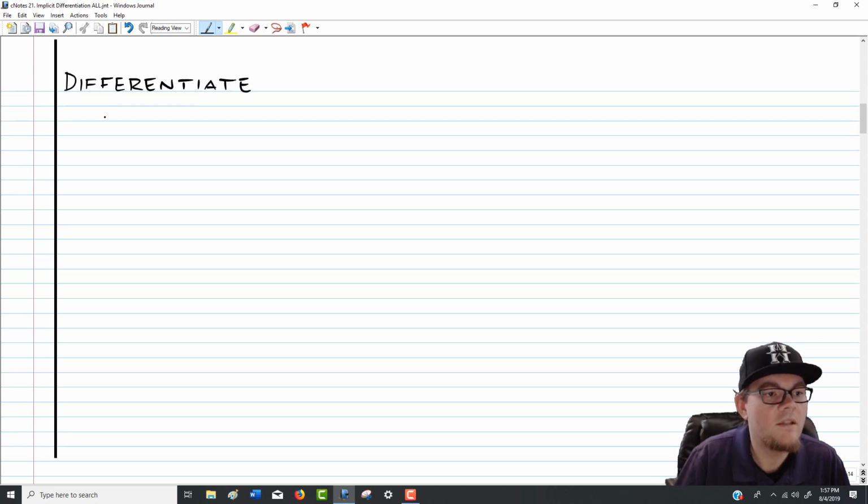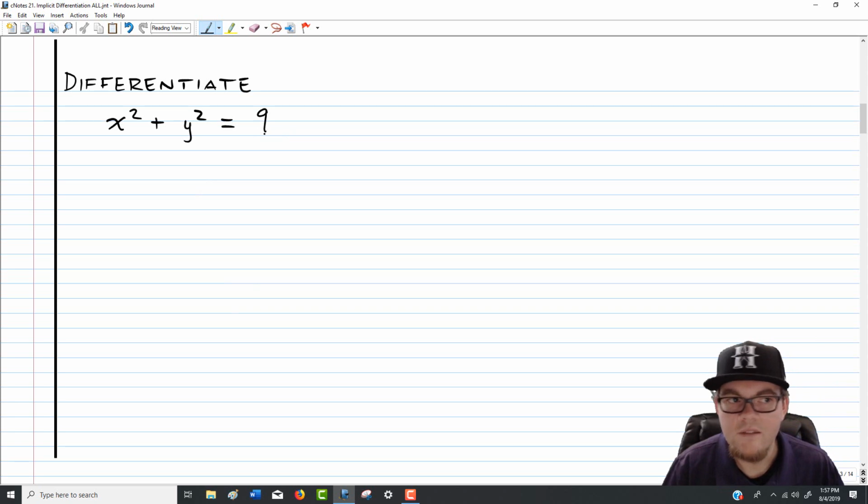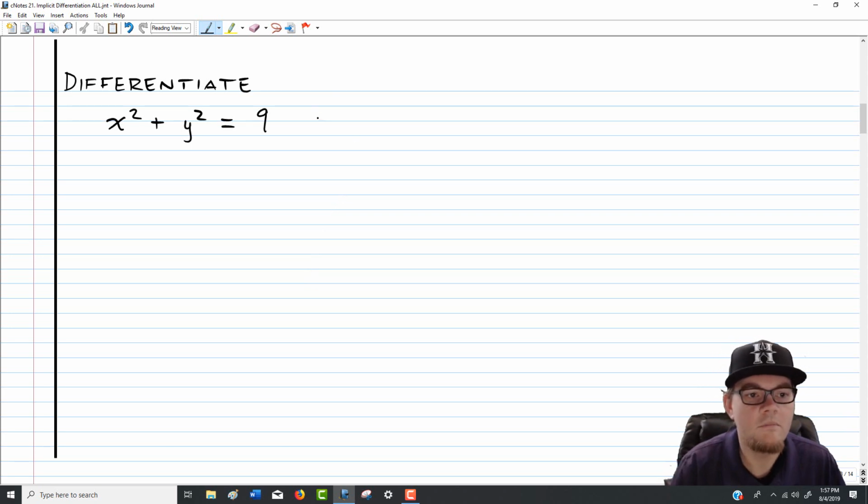And what we're going to differentiate this time is a familiar relation: x squared plus y squared equals 9. Now, out of curiosity, as I write x squared plus y squared equals 9 up there, I would hope that you recognize what shape this would produce if we were to graph this. Can anyone call it out for me really fast? That's right. It's a circle.